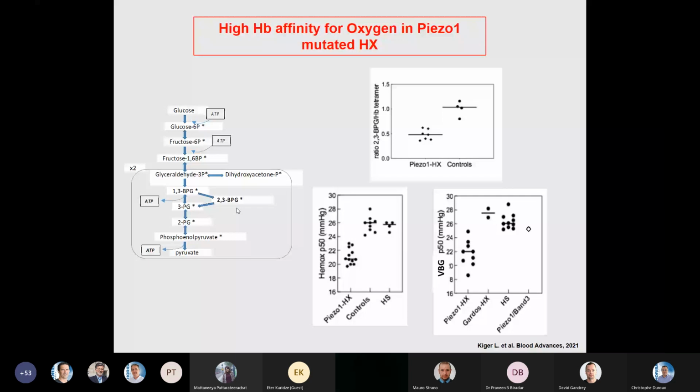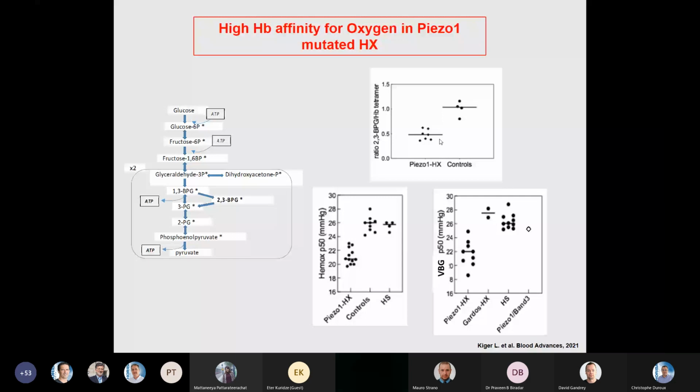So the consequence is that the level of 2,3-BPG inside the red cells of PIEZO1-mutated stomatocytosis is clearly decreased in comparison to control. And because 2,3-BPG defines the affinity of hemoglobin for oxygen, if you have a decreased 2,3-BPG, you will have an increased affinity of hemoglobin for oxygen. You can check that very easily using an Emox analyzer, but there are not a lot of Emox analyzers available, so you can just do a venous blood gas and try to estimate the P50.